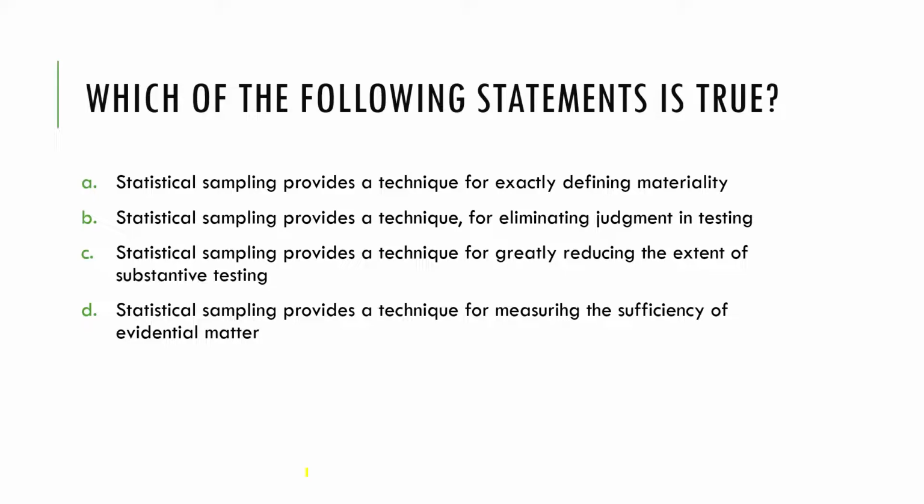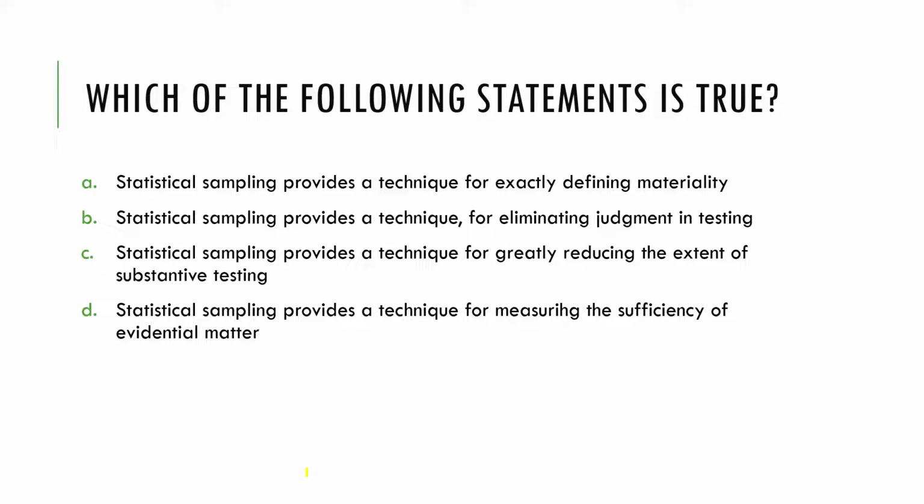Statement C, statistical sampling provides a technique for greatly reducing the extent of substantive testing. But then we recall deciding the extent of substantive testing is going to be based on our application of the audit risk model, right? Inherent risk times control risk times detection risk. So the extent of substantive testing is determined by the results of our risk assessment. Also, in practice and generally, we do get to see that in terms of statistical sampling, it does provide for usually a larger sample size. That is why statistical sampling is seen to be more costly than non-statistical sampling. So letter C is also not true. That must mean letter D is true.